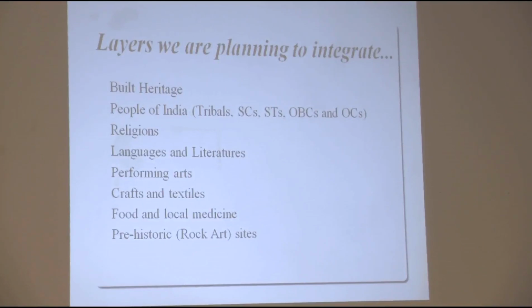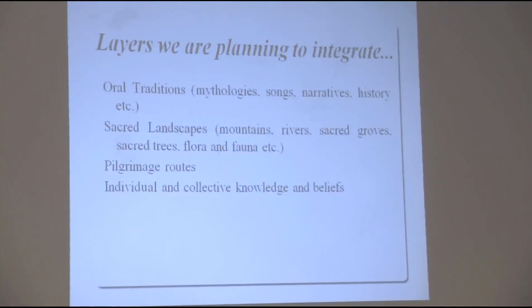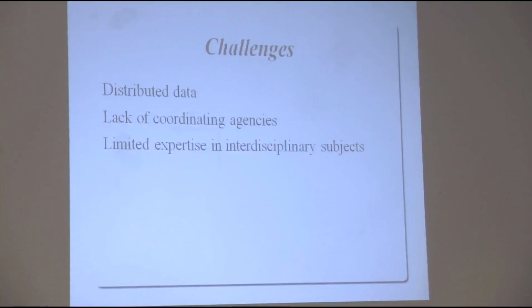initially to integrate a few of these layers into the cultural map, that is the built heritage, peoples of India, religions, language and literature, performing arts, crafts and textiles, food and local medicines, prehistoric rock art sites, oral traditions, sacred landscapes, pilgrimage routes, and individual and collective knowledge and beliefs. So these are some of the areas that we plan to add one by one.